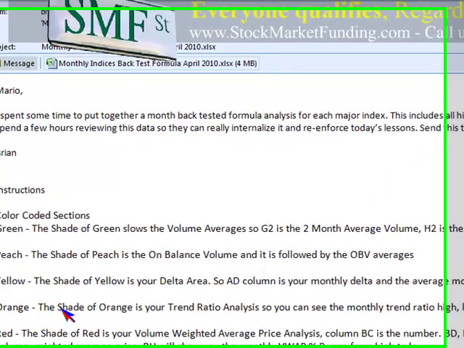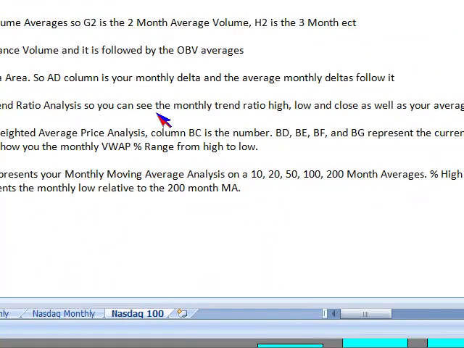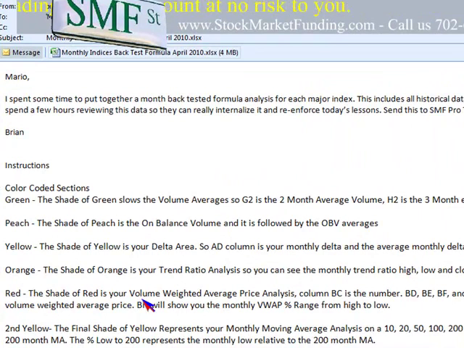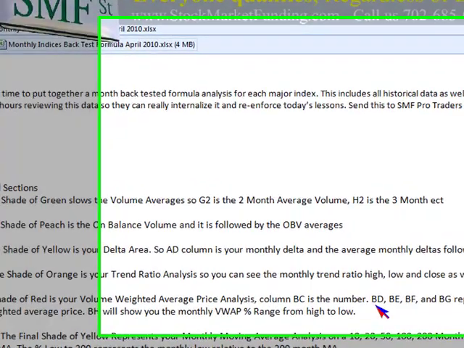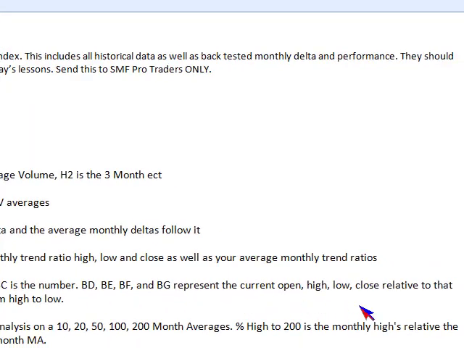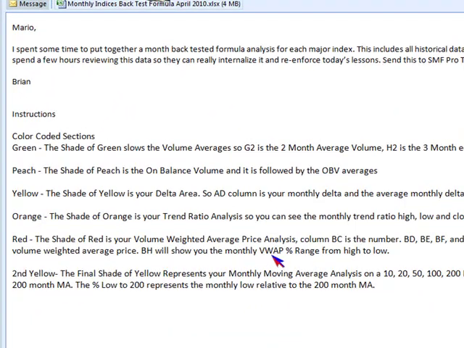It doesn't matter. Orange is your trend ratio analysis, so that you can see the monthly trend ratio, high, low, and close, as well as your average monthly trend ratios. Red, the shade of red is your volume weighted average price analysis. Column BC is the number, then BD, BE, BF, and BG represent the current open, high, low, and close relative to the volume weighted average price. BH will show you the monthly VWAP % range from the high to the low.